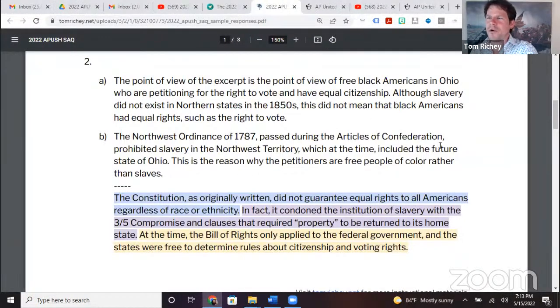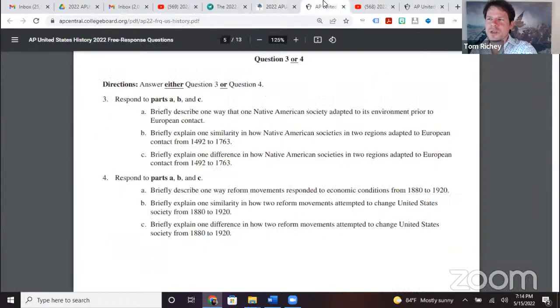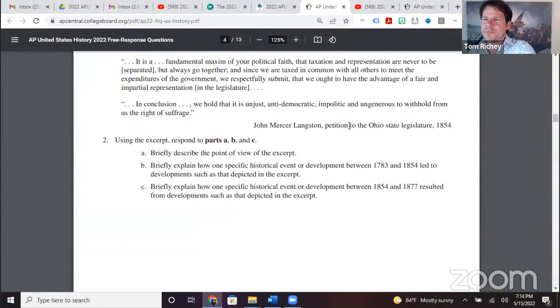Okay, so as far as that goes, when we look at 2, we saw the point of view of the excerpt. And then B, now what I've done for some of them is I've put 2 separate answers. So there's a sample response, and then here is another sample response. What I did here, I put the Northwest Ordinance of 1787. Then I put something about the Constitution as originally written and the 3/5 compromise. So one similarity in how, let's see here. Oh, oops, this is part 2.